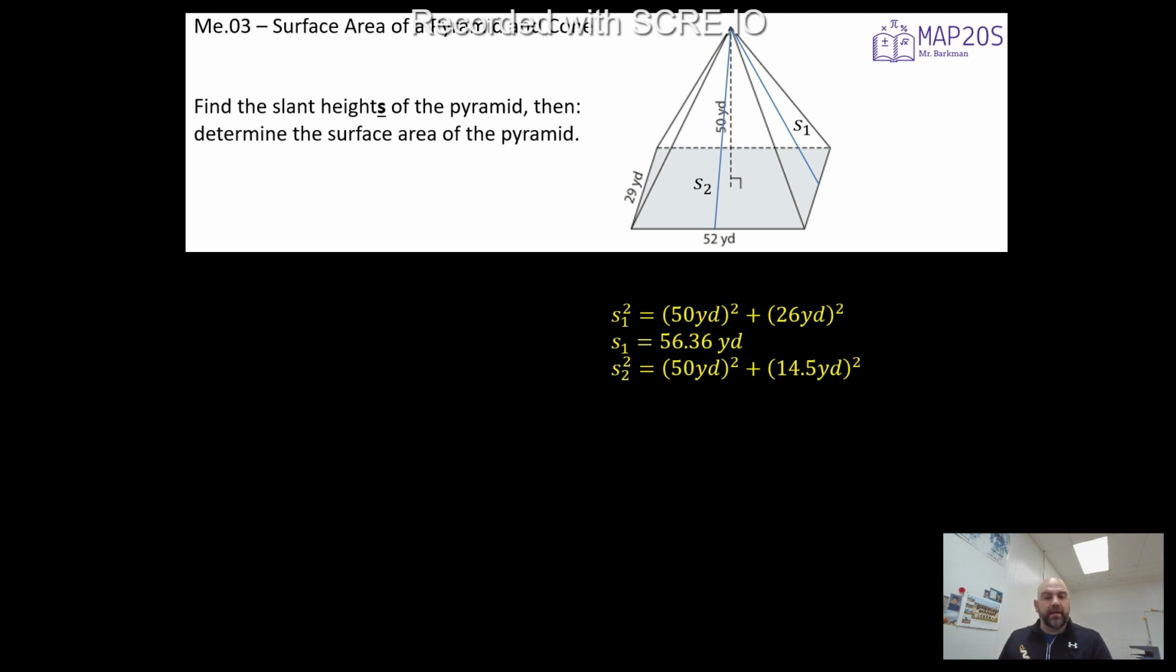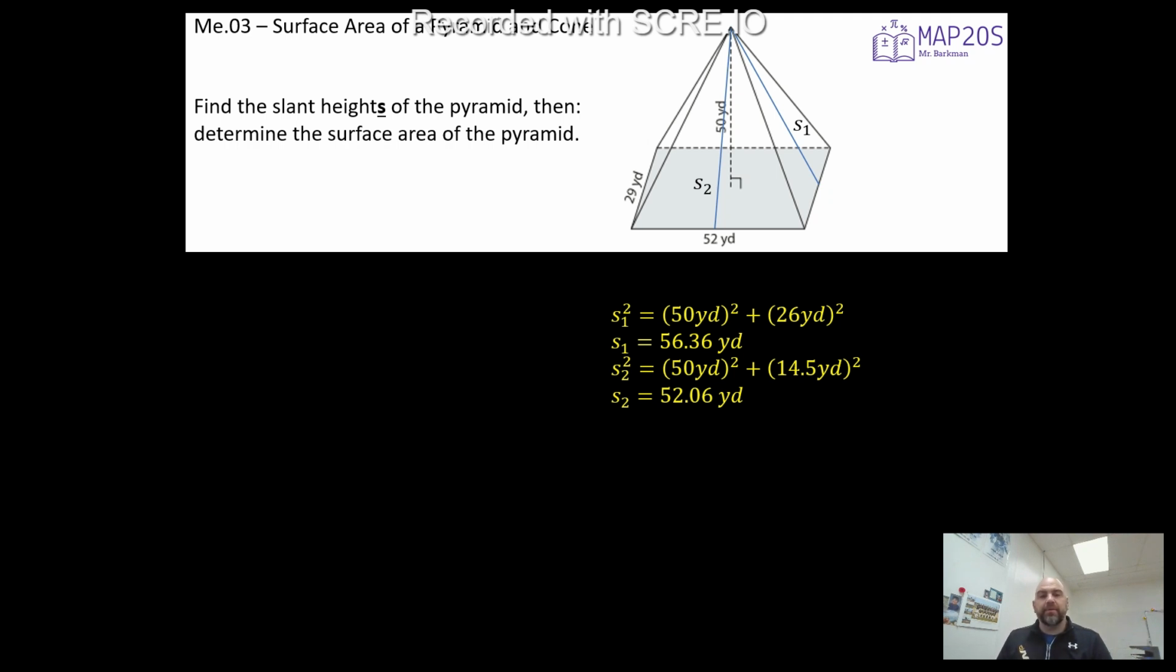When we solve this one, again, you can do this practice and try it out by pausing the video and making sure you get the same numbers as I'm going through pretty quick. But it's 52.06 yards, or pretty close to 52 yards. So now we have our two slant heights. It's important. Once we know this, we can now solve for the surface area of this rectangular pyramid.